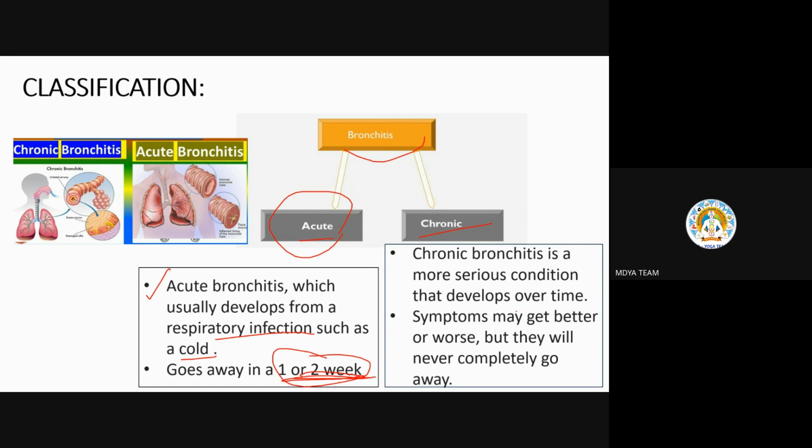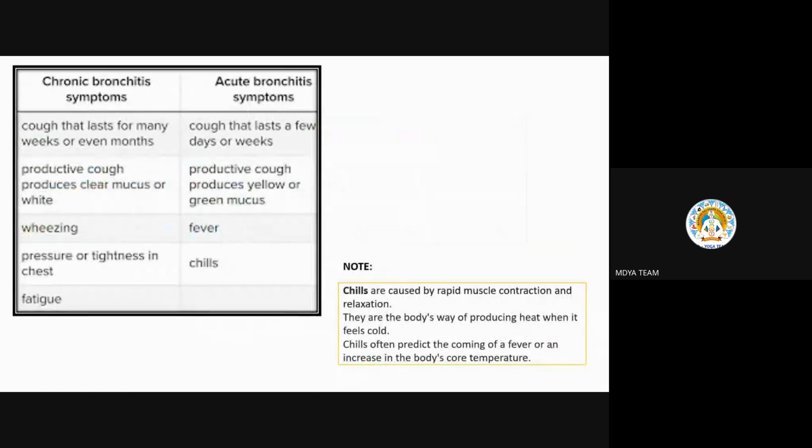And chronic bronchitis is the more serious condition that develops over time. Symptoms may get better or worsen, but they will never completely go away. Some of the symptom-based differences between acute and chronic bronchitis are shown here, though this is not so important.